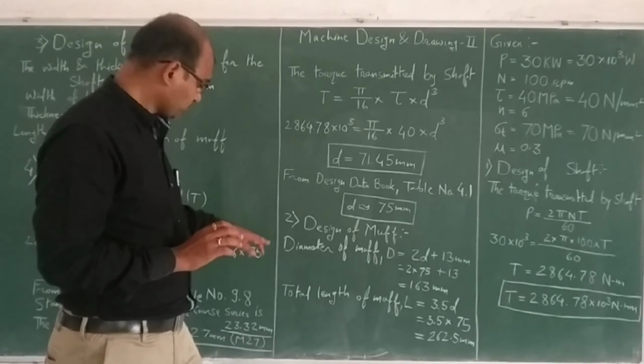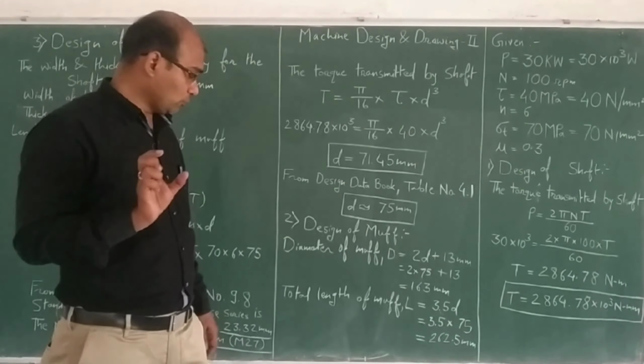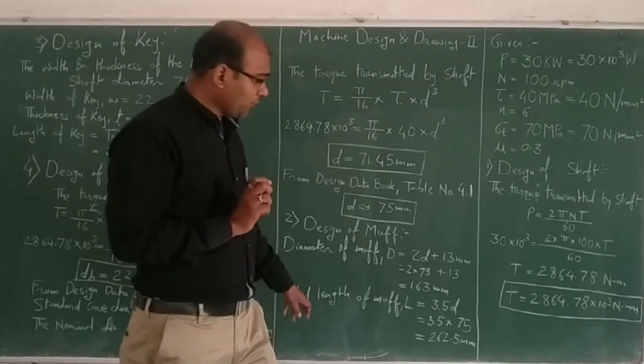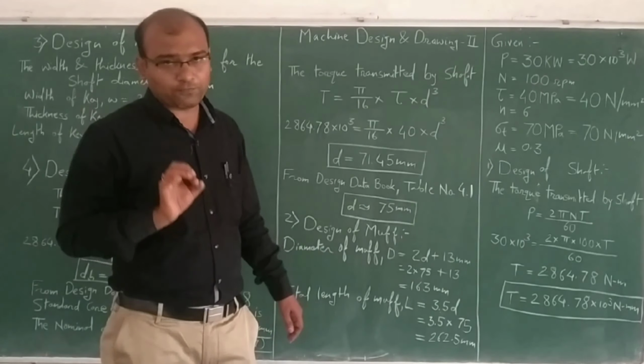After that, the total length of muff. You can calculate the total length of muff. It means capital L, and the formula is capital L equal to 3.5 times d.